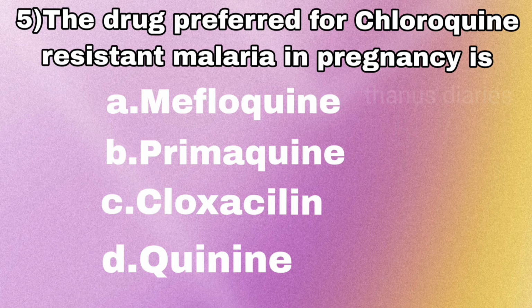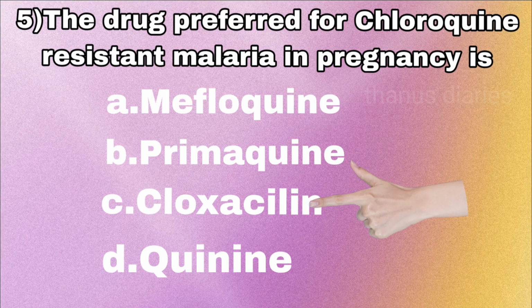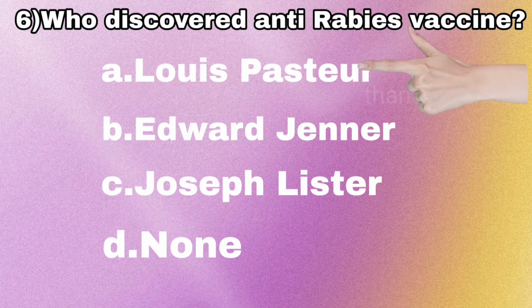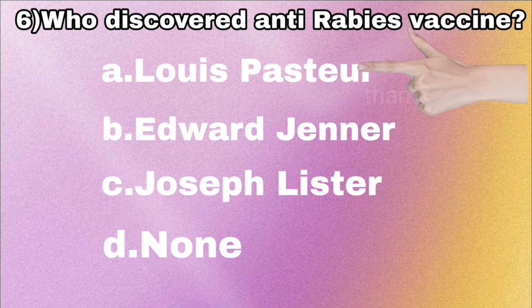Next question, the drug preferred for chloroquine-resistant malaria in pregnancy is mefloquine, primaquine, cloxacillin, quinine. It's cloxacillin. Next question, who discovered anti-rabies vaccine? Louis Pasteur, Edward Jenner, Joseph Lister, none of the above. Anti-rabies vaccine discovered by Louis Pasteur.